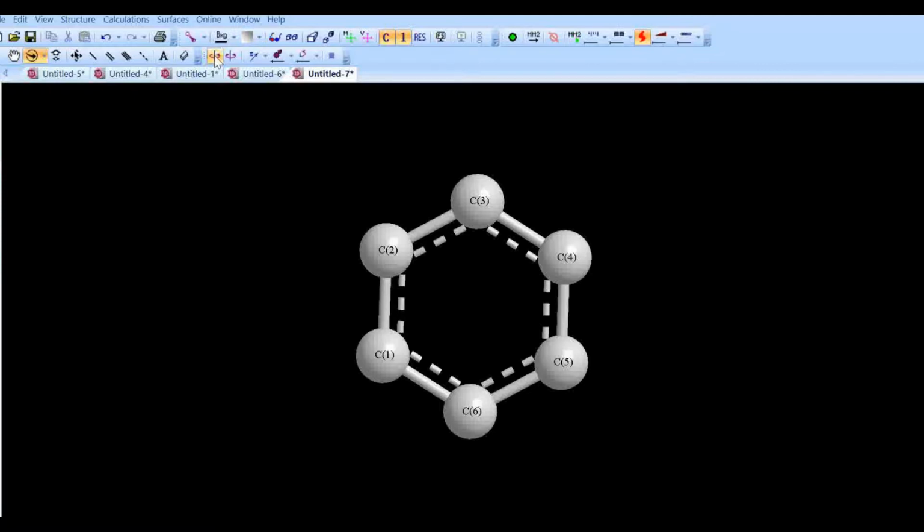And now you will see what we have already discussed. The principal axis C6 is passing through the center of the molecule, going inside the plane and coming outside the plane. And then you have several C2 axes in this molecule. An axis passing through C1 and C4, an axis passing through C3 and C6, an axis passing through C2 and C5. So you have C2 axes perpendicular to the principal axis.